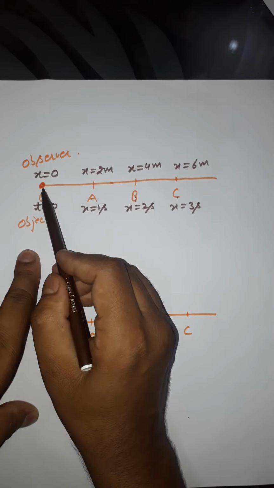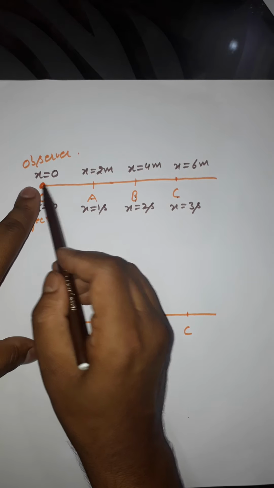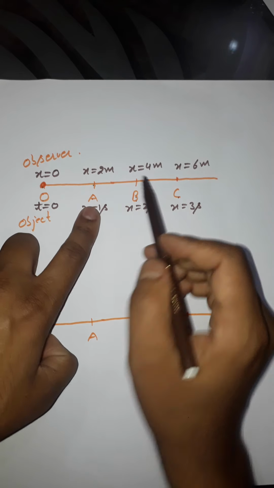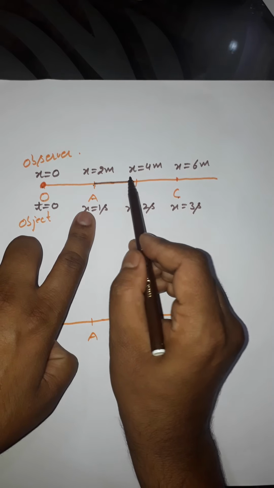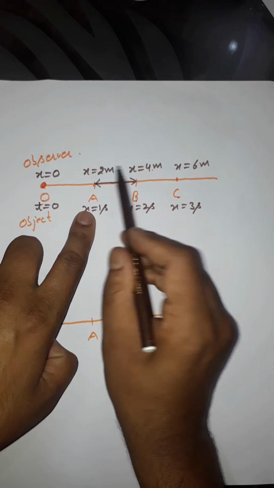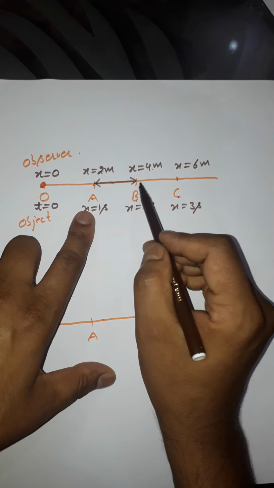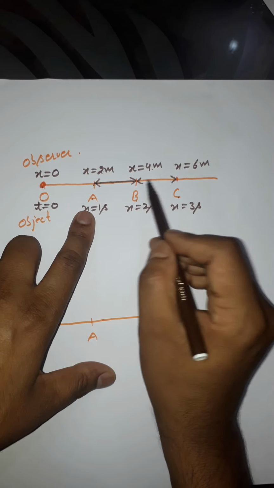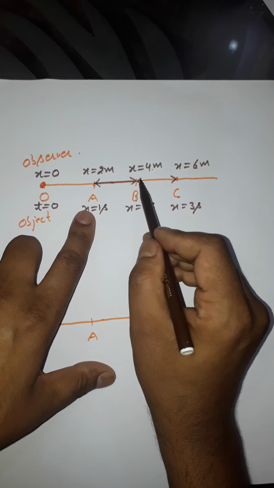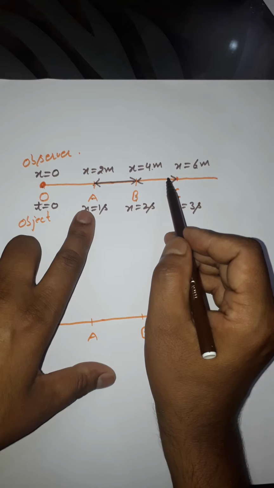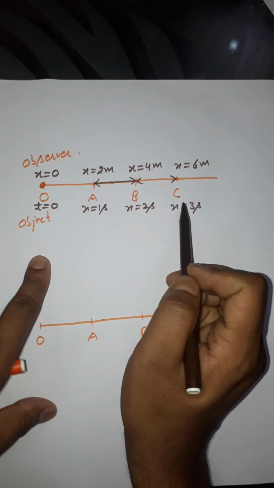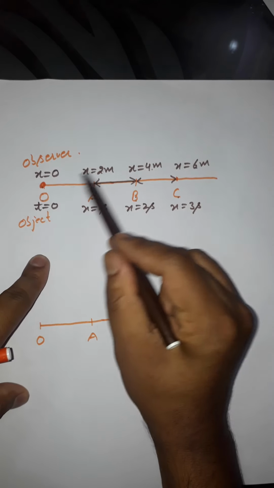And the distance traveled by the object from O to A is 2 meter, A to B is again 2 meter. How to find the distance between A and B point? Final position minus initial position. So 4 minus 2, that is 2 meter. Again, the distance between B and C point, final position minus initial position, 6 minus 4 is equal to 2 meter. So here we have equal distances in equal intervals of time. So it is the example of uniform motion.